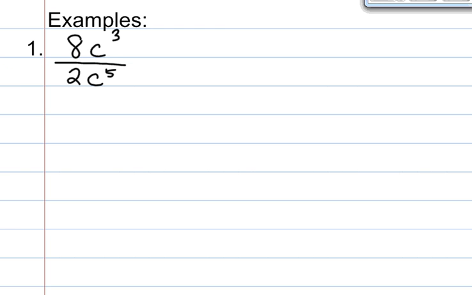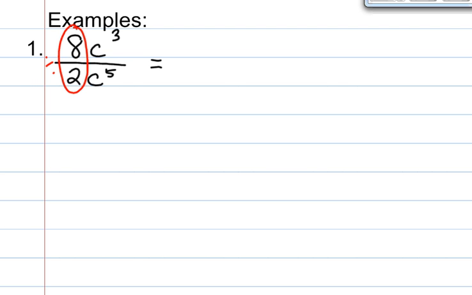Okay, so for our first example, we have 8c cubed divided by 2c to the fifth. What you want to look for are like bases on top of each other. So if you see, we have the coefficients 8 and 2. And since those are coefficients, they're not exponents, we're simply going to divide them like we normally would. So 8 divided by 2, you're just going to get 4.